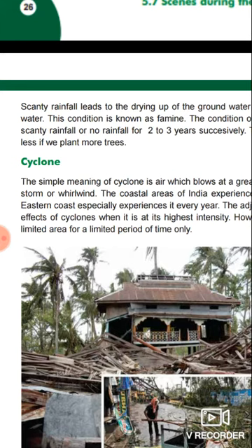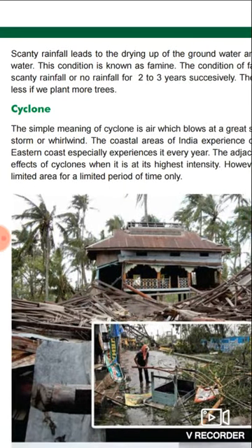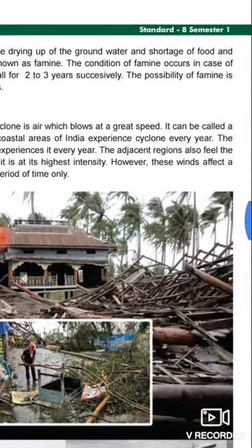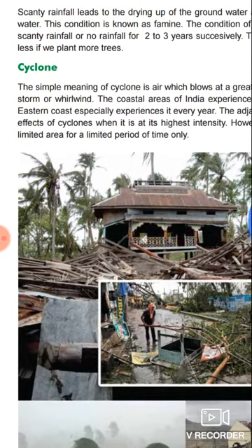Dear students, after this, I'd like to explain cyclone. As you are seeing here, what is cyclone? A cyclone is a low pressure center surrounded by high pressure on all sides. It is a center of converging winds. The center of cyclone is called the eye of cyclone. The simple meaning of cyclone is air which blows at a great speed. It can be called a storm or whirlwind.